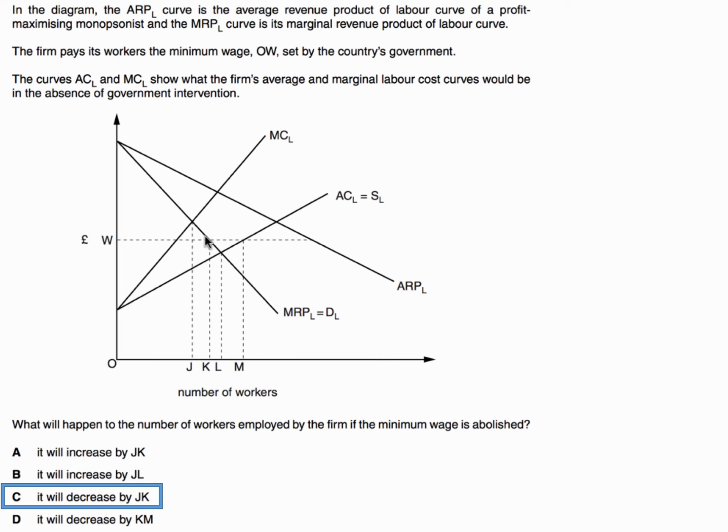But if you take off the minimum wage, the firm will be able to profit maximise, and they'll find where the marginal labour cost meets the marginal revenue product, which is here. And that's a level of employment, number of workers, J. So employment will fall from K to J. Employment will decrease by JK. There we go. There are 3 questions on labour market economics.